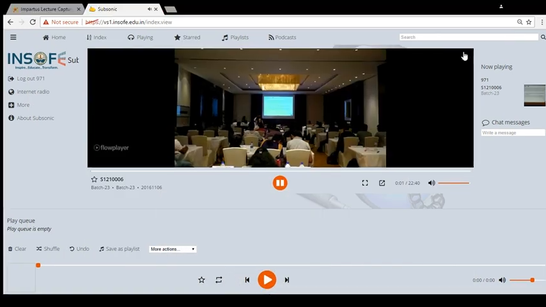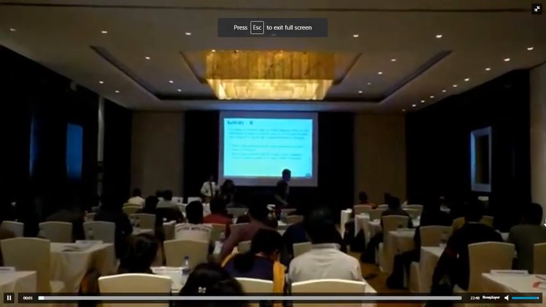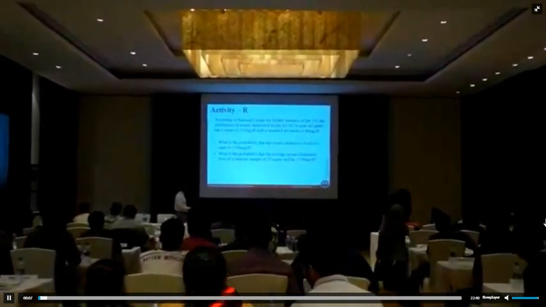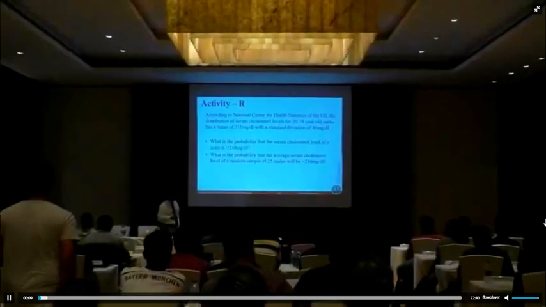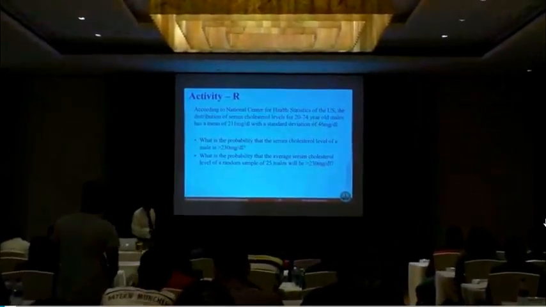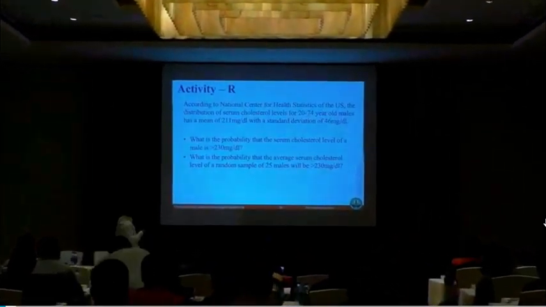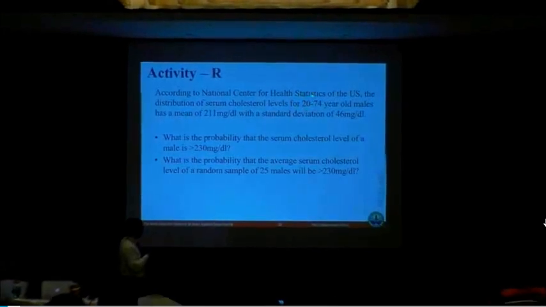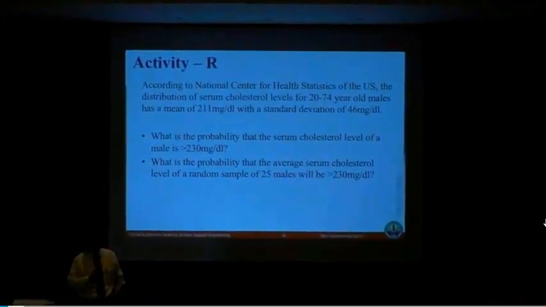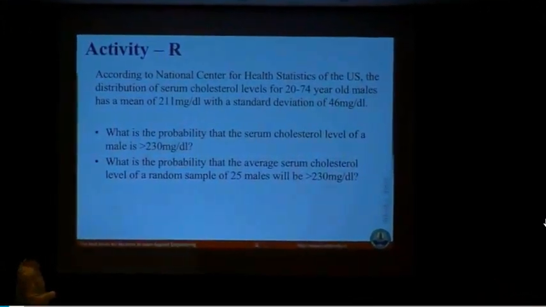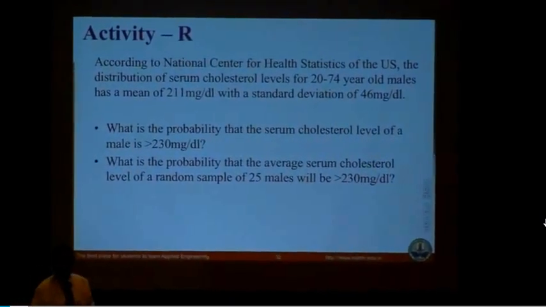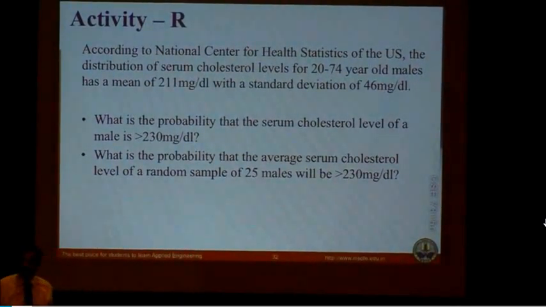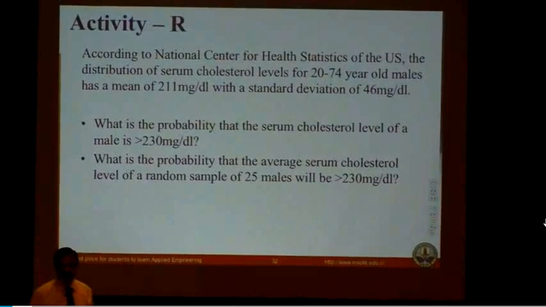Between individual values versus the means that we were talking about. So here is the problem. According to the National Center for Health Statistics in the US, the distribution of serum cholesterol levels for 20 to 74-year-old males is 211 milligrams per deciliter, and the standard deviation is 46 milligrams per deciliter. This is what the data is.